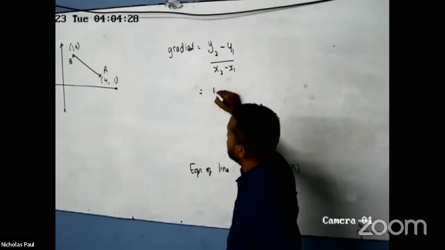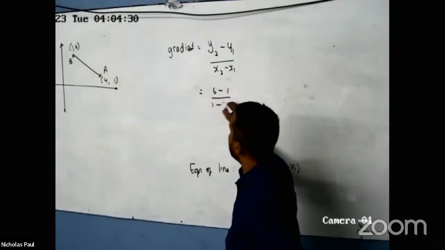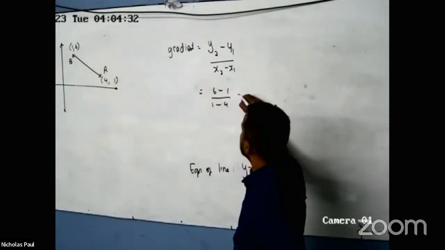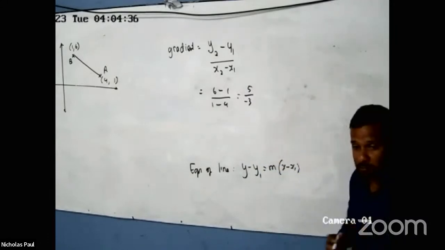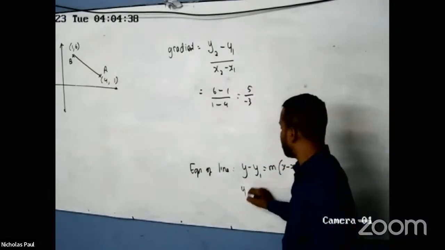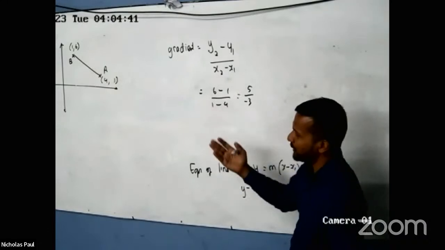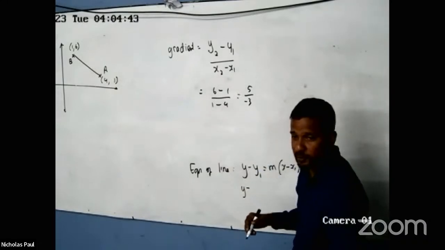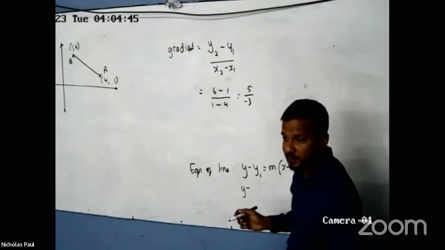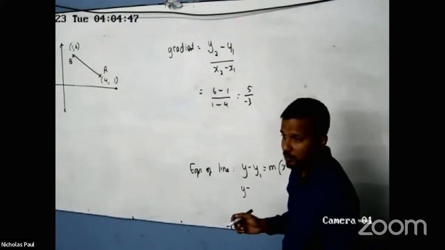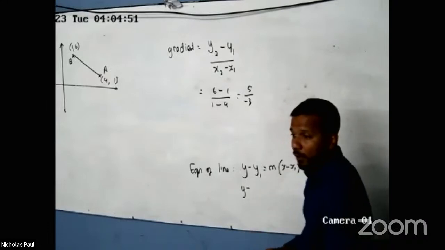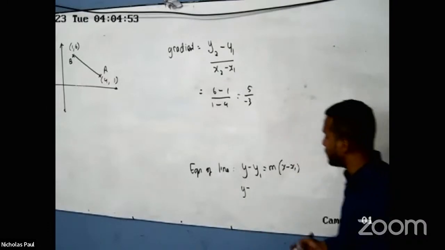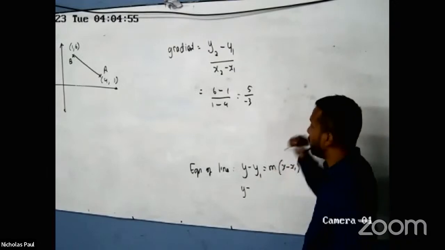So I will use 6 minus 1 over 1 minus 4. Right? So that'll be 5 over minus 3. Yeah, that's what I get. Here's y minus y1. It doesn't matter which one you choose, whether you choose 4 and 1 or 1 and 6. I will use 4 and 1. Right? So we're supposed to get the same thing anyway, right?